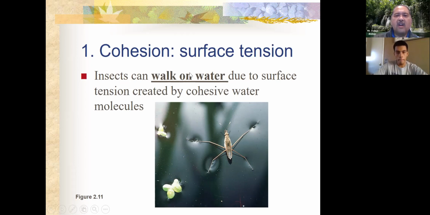It says here insects can walk on water due to the surface tension created by the cohesive water molecules. Some insects can, like this one here. This is called a water strider because it walks on water. Some people call it the Jesus bug. Can you see why? And obviously it's walking on water. And if you look very closely here, the insects usually have hundreds, if not thousands, of little teeny hairs that help spread the weight over a much greater surface area. That's another thing that happens so that the insects can walk on water, because of the surface tension and because of some of the adaptations of this animal.